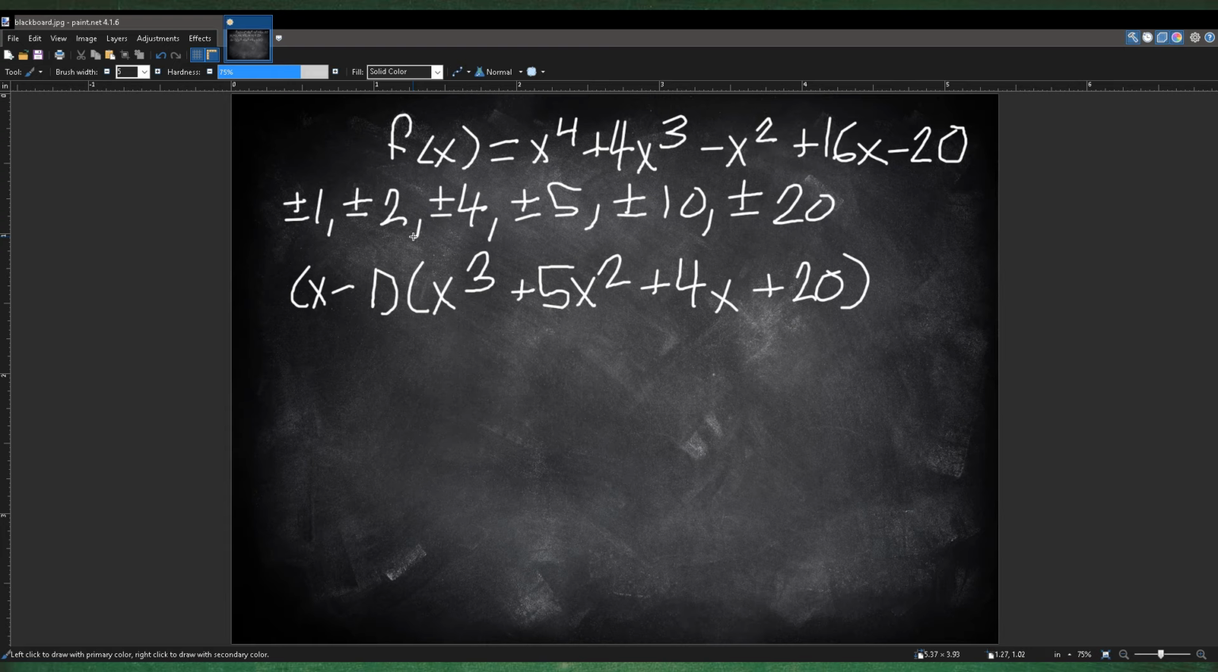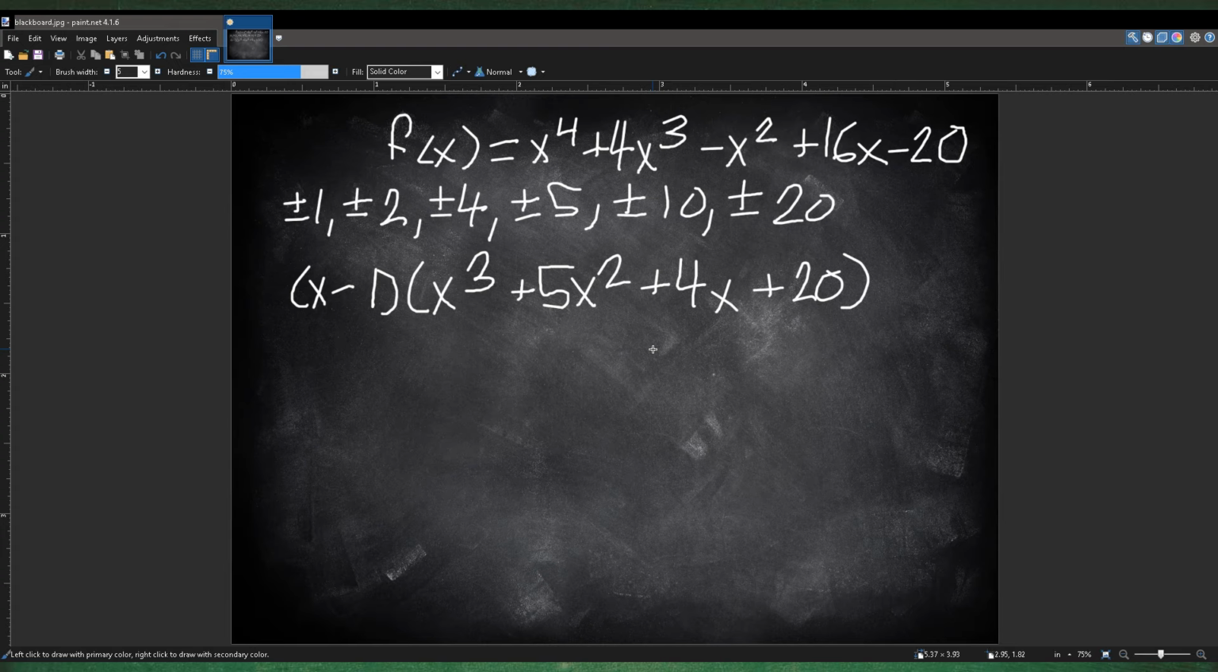We're going to use 4. So 4 to the power of 3 plus 5 times 4 to the power of 2 plus 4 times 4 plus 20. Okay, it's not going to be any of the positives. For sure, it's not going to be any of the positives because all these are positives. So technically, if you're going to put in more positives, it's just going to be positive, I think.